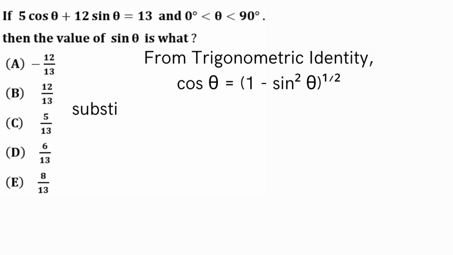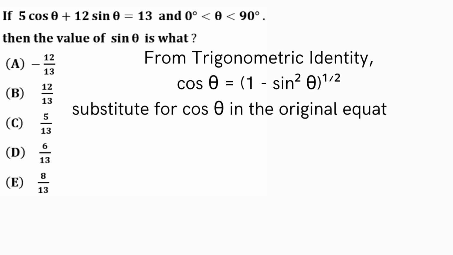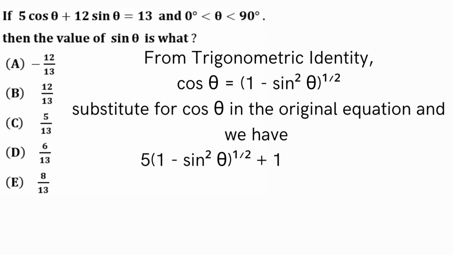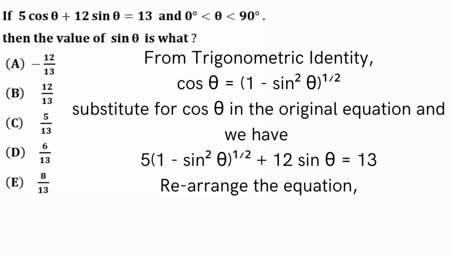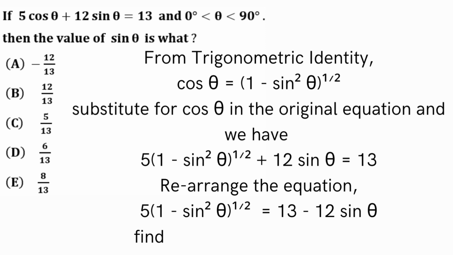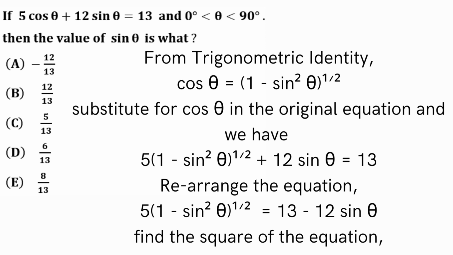Substitute cos θ in the original equation: 5 × √(1 − sin²θ) + 12 × sin θ = 13. Rearrange the equation: 5 × √(1 − sin²θ) = 13 − 12 × sin θ. Square both sides of the equation.